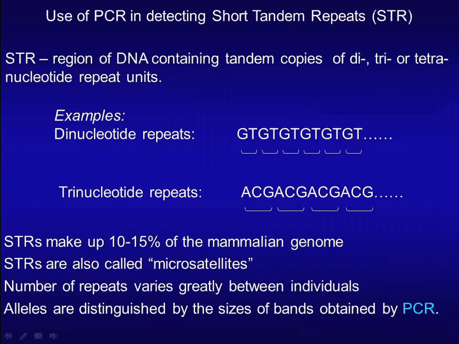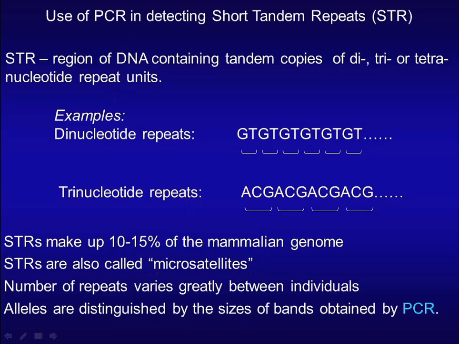PCR has a wide range of applications. Here is one example. PCR is used to detect short tandem repeats. A short tandem repeat is a region of DNA containing tandem copies of di, tri, or tetranucleotide repeat units. For example, GT represent dinucleotide repeats. ACG represent trinucleotide repeats. Short tandem repeats are also called microsatellites.